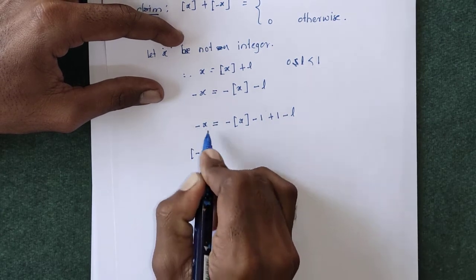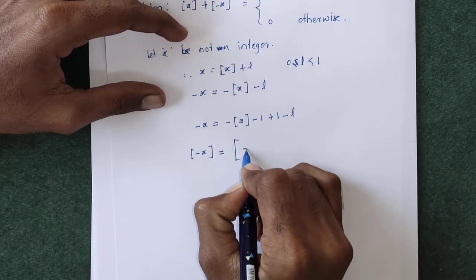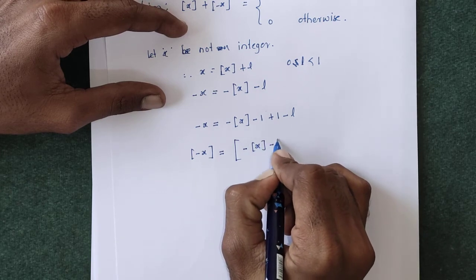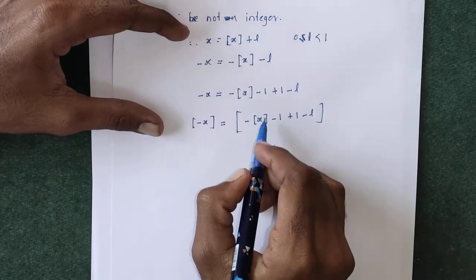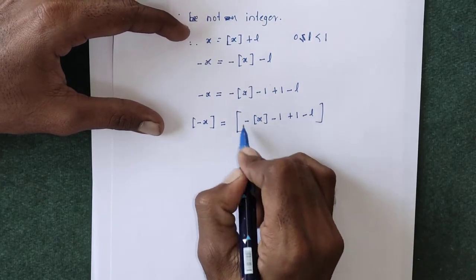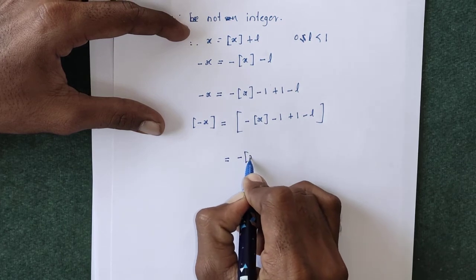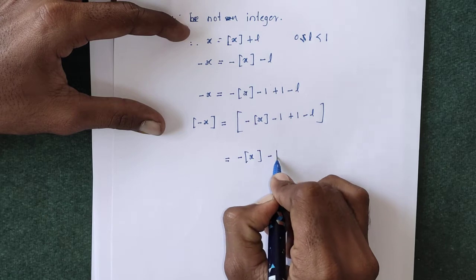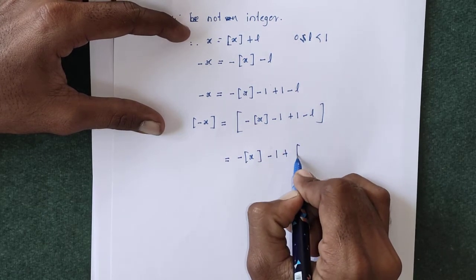the greatest integer function or integral part of minus x as the integral part of this whole right hand side, minus the integral part of x, minus 1, plus 1 minus L. Now here minus the integral part of x is an integer, so the integral part of an integer is that number itself. Again minus 1 is an integer, so the integral part of minus 1 is again minus 1, plus this 1 minus L.